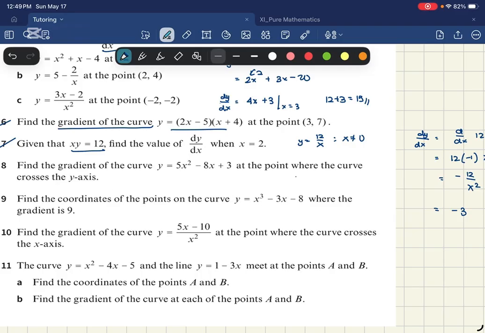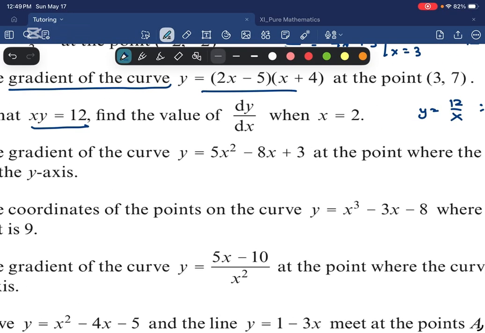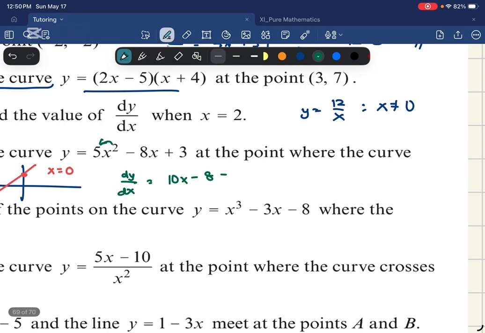So find the gradient of the curve where the curve crosses the y-axis. So the y-axis, if the curve is crossing the y-axis, then it must cross when x is equal to 0. So that's just what it's asking us, to find the gradient when x is equal to 0. Right? So dy by dx is going to be, bring 2 to the front, you get 10x minus 8 plus 0. So 10x minus 8. You substitute x is equal to 0, you get minus 8. So it's very easy.